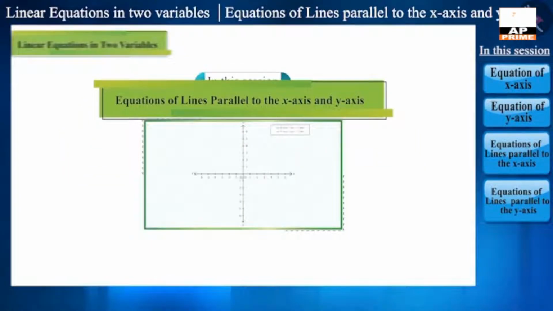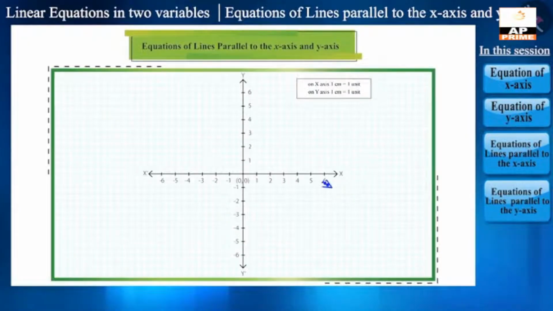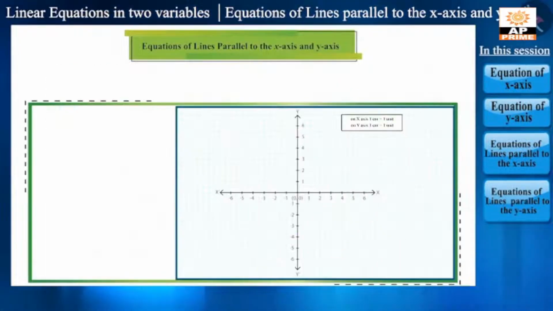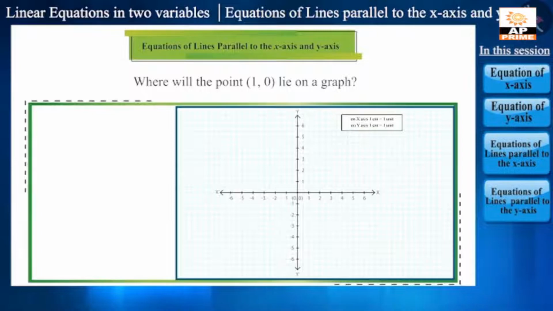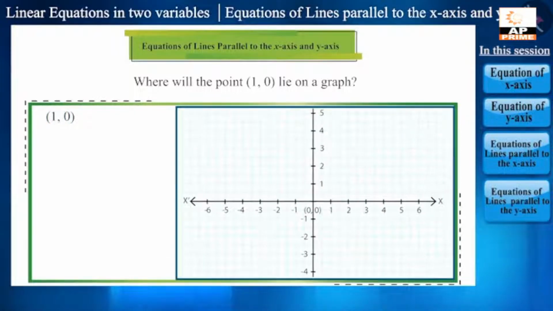Friends, we know that a line is made up of infinitely many points. So let's start by considering a point. Can you tell where the point (1, 0) will lie on a graph? Let's see. Here, the x-coordinate is 1 and the y-coordinate is 0. Hence, this point will lie on the x-axis.